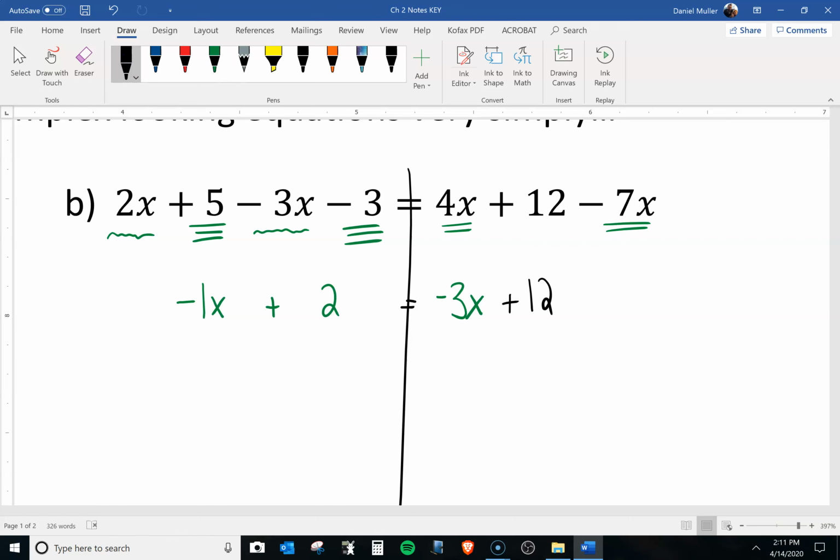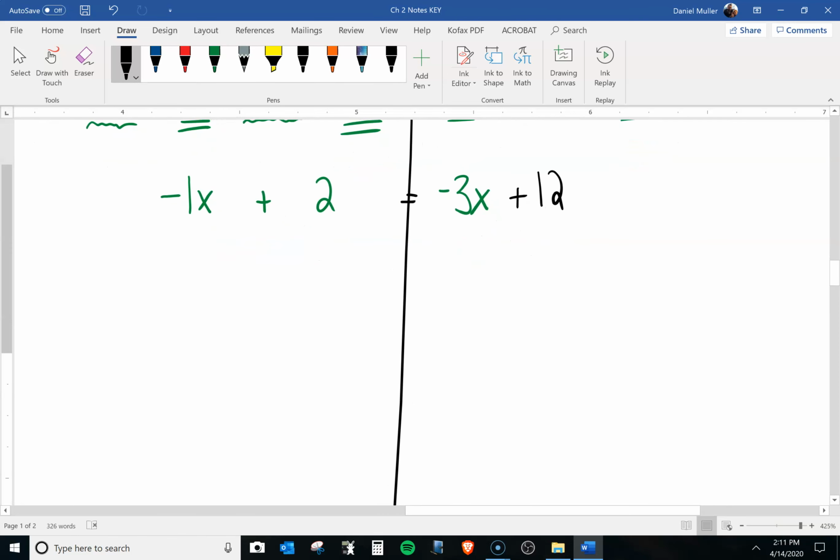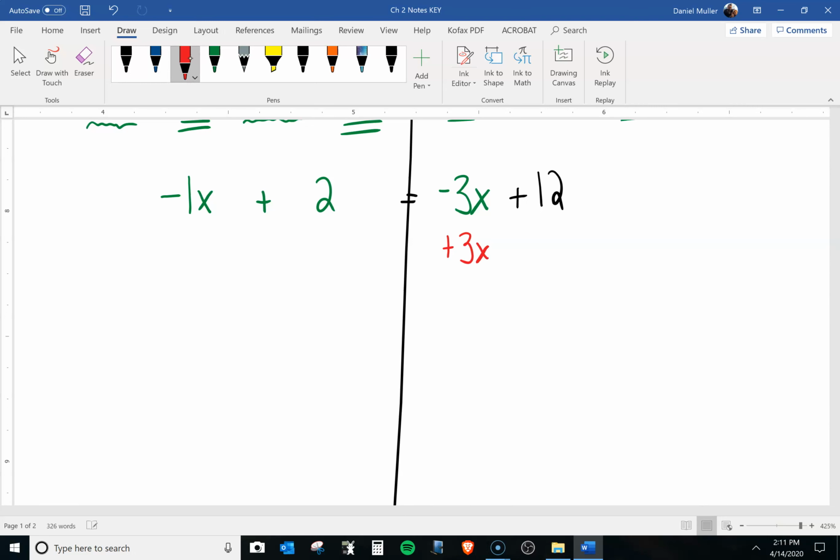Now what I want to do is move the smaller or more negative x. Now I've got a negative 1x and a negative 3x, so negative 3x is the more negative one. So to get rid of it, you have to add or subtract it over. Because it's a negative, I will add it. I'll add the 3x to both sides to keep everything balanced. Negative 3x and positive 3x get me a 0.